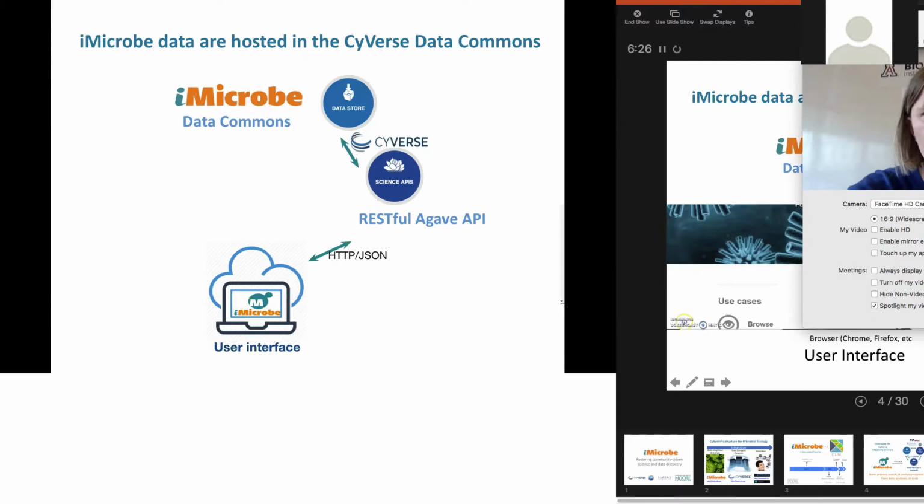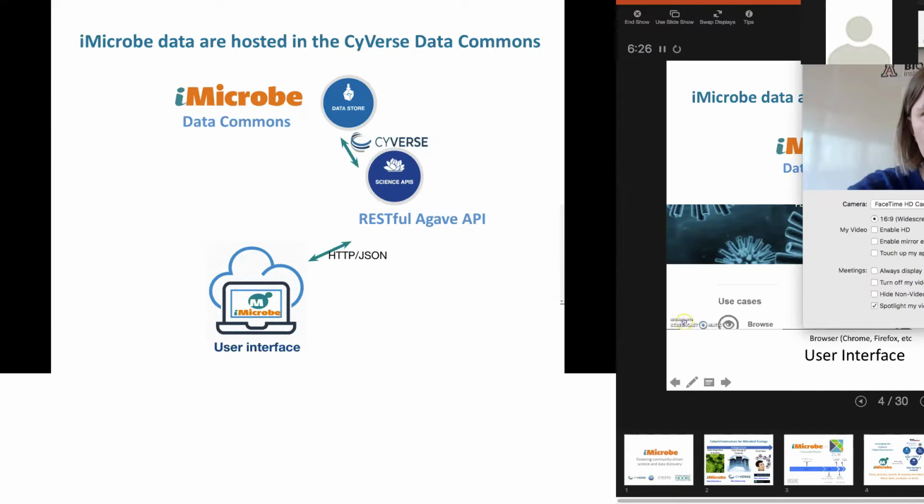So we're really trying to add data sets for the community that are of particular importance, or data sets that have been highly processed and actually offer an important resource to the community, as in the Ohana Gene Catalog data sets. And so what we do at iMicrobe is we can essentially go from the website through HTTP and JSON to the RESTful Agave API, and then we can connect in with the data commons that way.